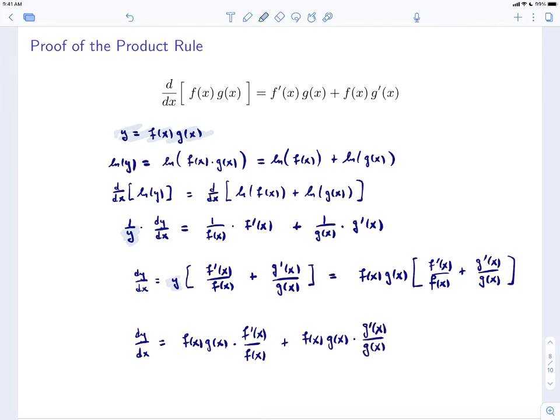And what do we have here? This f at x cancels with that f at x, and this g at x cancels with that g at x. And what do we have? We have that dy dx, the derivative of the product of f times g, is equal to the derivative of the first times the second plus the first times the derivative of the second. There we go, the product rule.